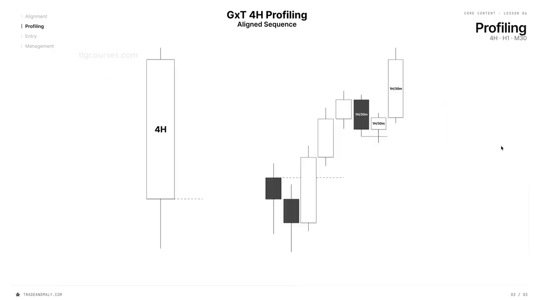Now let's cover the aligned sequence using the 4-hour and the hourly and 30-minute. Within the 4-hour candle that time is currently within, price has already put in a low, it's already expanded, but then it has started to retrace. You're simply waiting for the hourly and 30-minute to hit a key level, realign itself to catch the continuation, and for price to continue this higher time frame expansion.